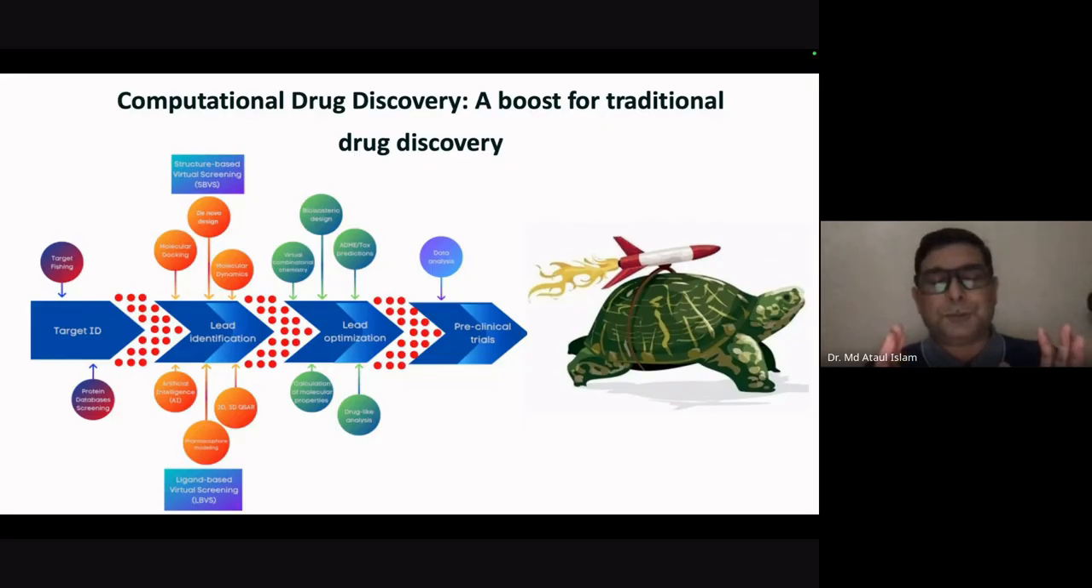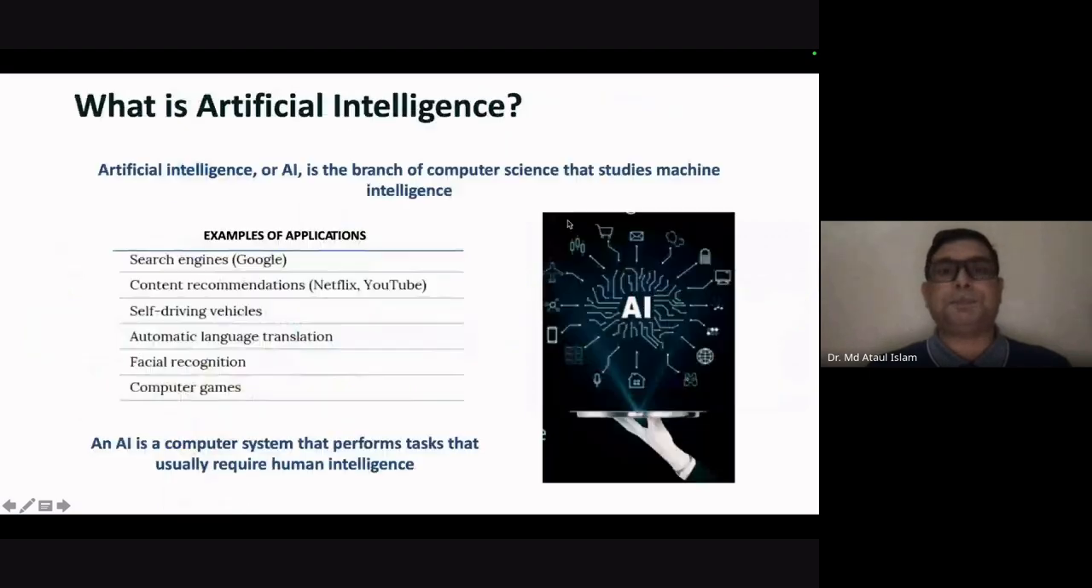Why I'm explaining this slide is because I would like to emphasize what computational drug discovery approaches are currently mostly used. Beyond this slide, a lot of approaches are also there. But once computational approaches were involved in traditional drug discovery, it was like the turtle got a rocket for the drug discovery approach. So it reduced the time and the investment and all these things.